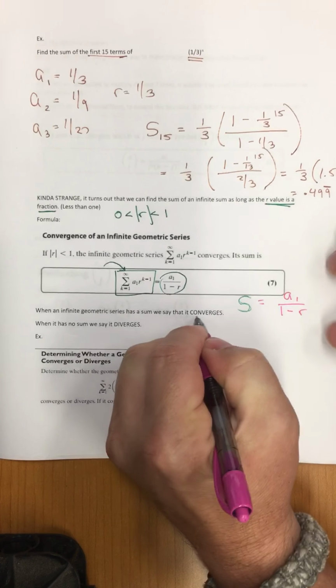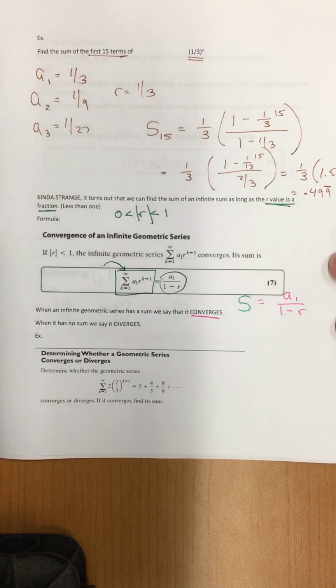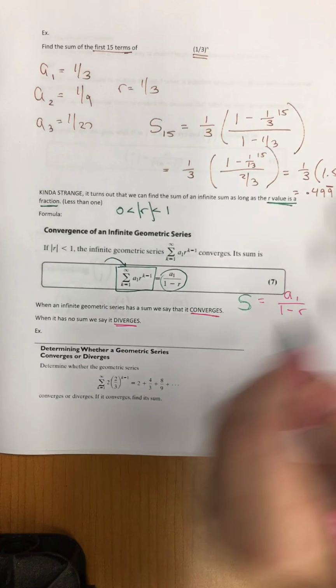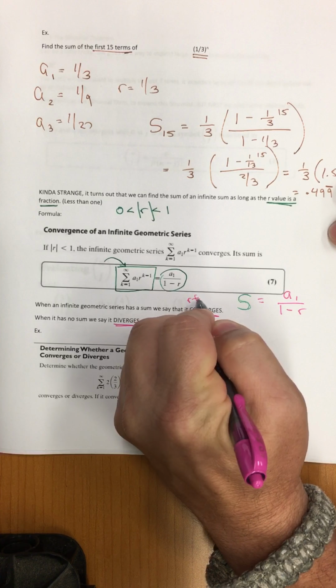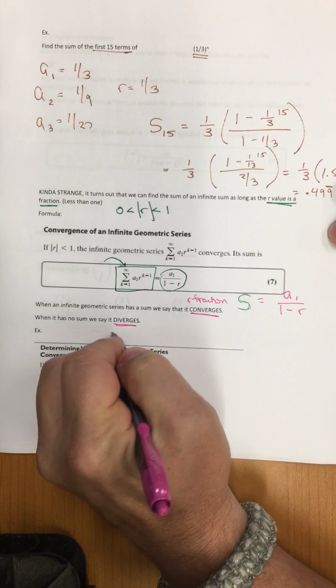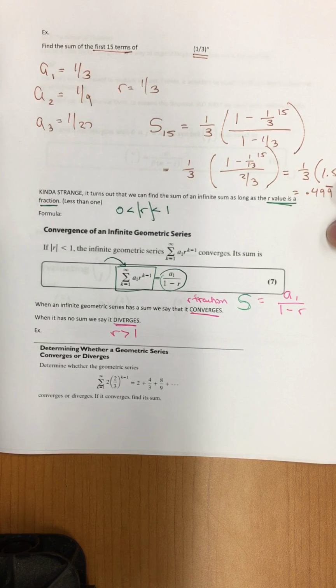If it has a sum, we say that it converges. And if it has no sum, we say that it diverges. So again, this is if R is a fraction. And this is if R is bigger than 1, right? R bigger than 1, it diverges.